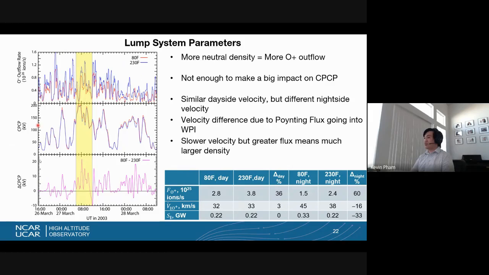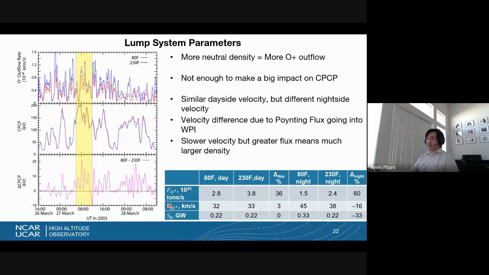If we split that up, instead of using a single number across the entire polar cap, we take a look at what's happening on the day side versus what's happening on the night side. In terms of the O+ flux, for the ADF day side number, the O+ flux is less than the 230F day side number. And similarly for the night side, the O+ flux is less than the O+ flux for the 230F. And it's a 60% change as opposed to a 36% change. So changing the thermosphere seems to be impacting the night side fluxes a lot more than the day side fluxes. But in general, you are seeing a difference in terms of the fluxes.